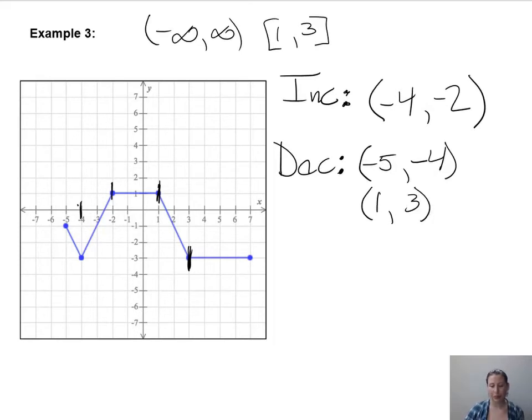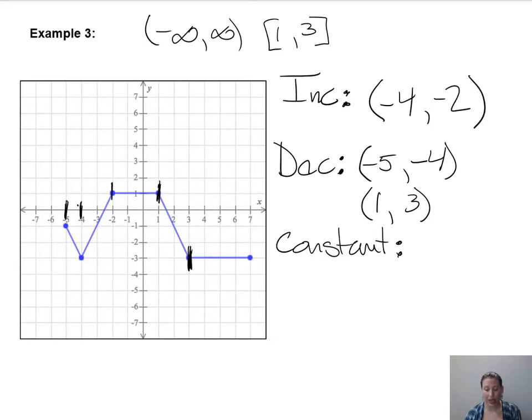Okay, are there any more decreasing sections? All right, well, we have this section, and we have this section. That's it. Okay, so we've done increasing and decreasing. Now let's write out the constant sections.